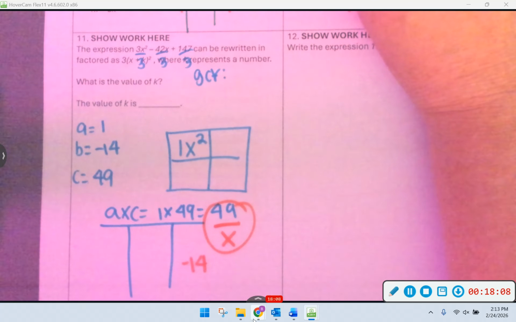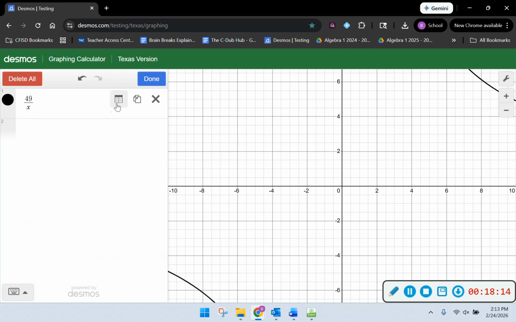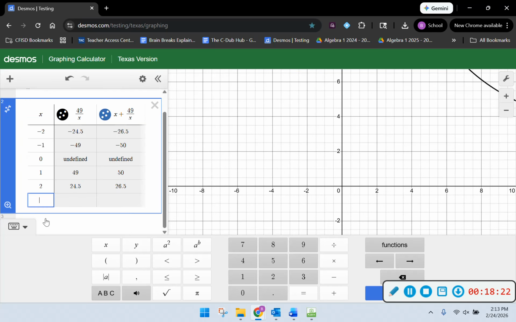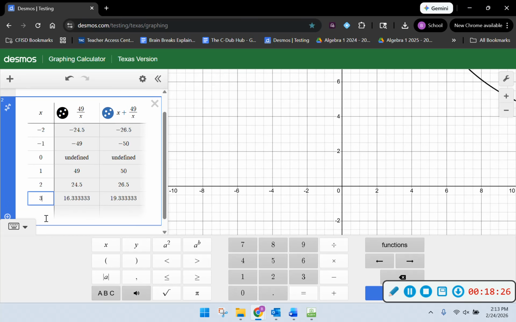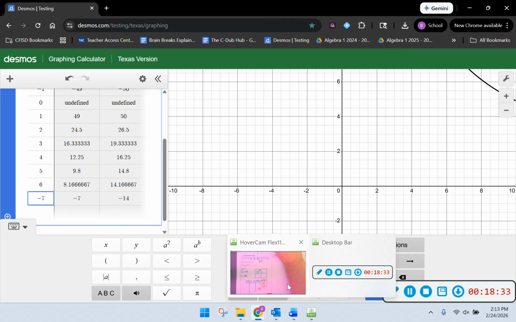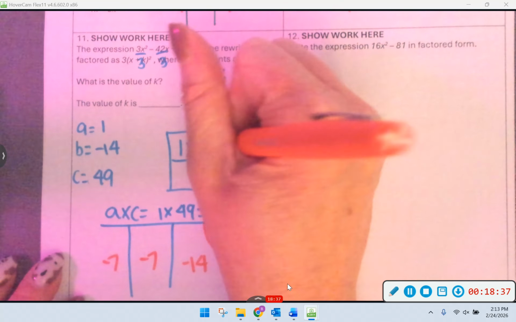All right, so I'm going to go to Desmos. 49 divided by x, settings, table, then x plus 49 divided by x. All right, we're going to keep hitting enter until we see negative 14. Or I see positive 14, so let's change it to a negative 7. Whoop, that did it. So we have negative 7 and negative 7.